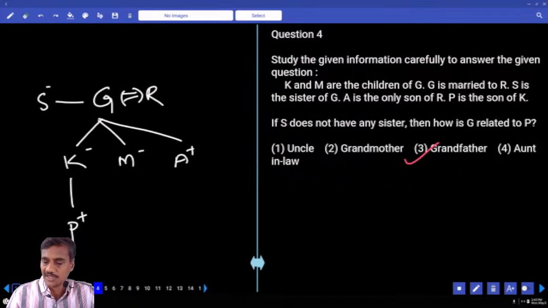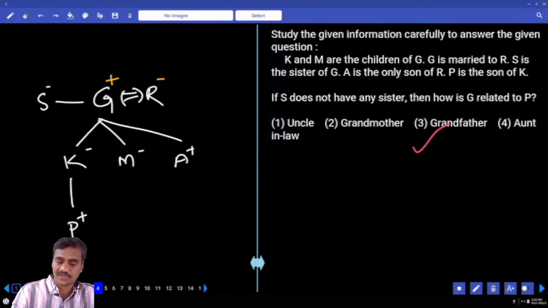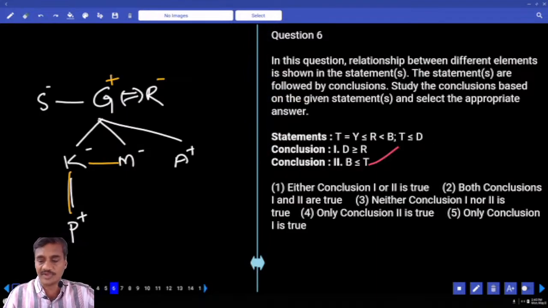Then the fourth one. If S does not have any sister, that means S is having a brother G, and R is a female. How is G related to P? P is mother's father. Mother's father, grandfather. Grandfather, choice 3, question number 4. Then the fifth one. How is M related to P? P is mother's sister. Mother's sister is aunt, choice 5, question number 5.